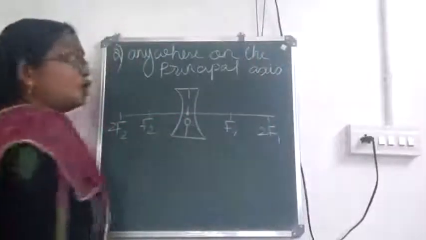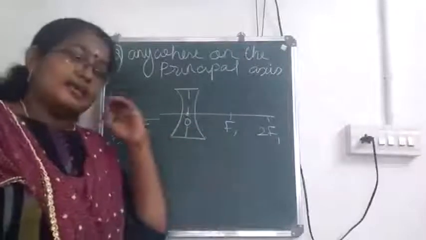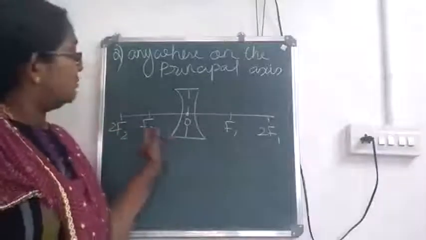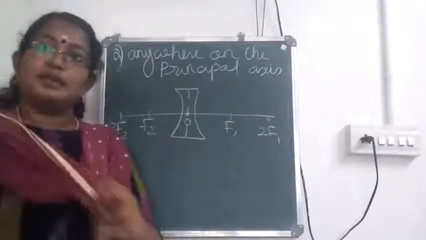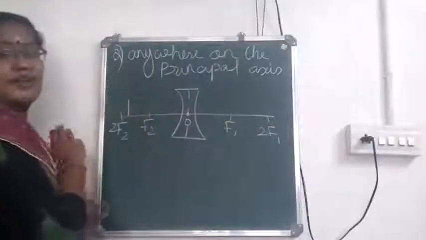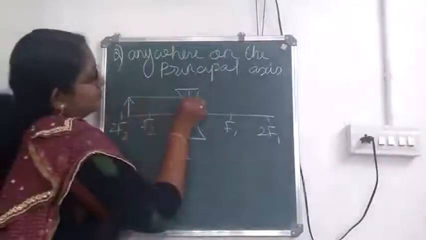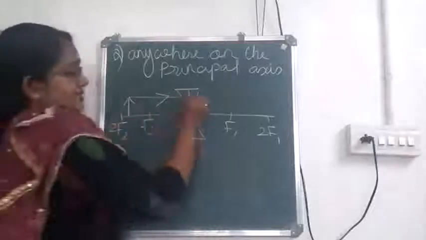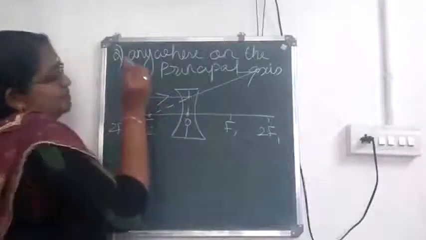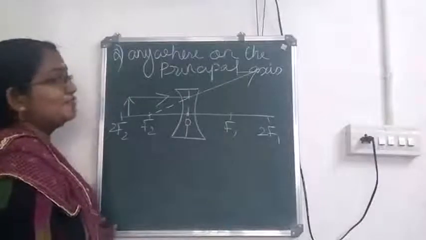If the object is at infinity or at a far distance, the image will be formed at F2. And if you keep the object anywhere on the principal axis, we will get the image between F2 and O, and it will be diminished. So we'll check. Let me keep the object anywhere. First ray, parallel to the principal axis. After refraction it moves up. When you extend it backward, it should meet at F2, no?